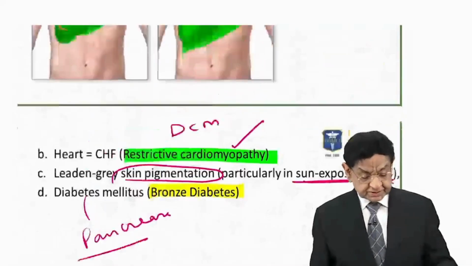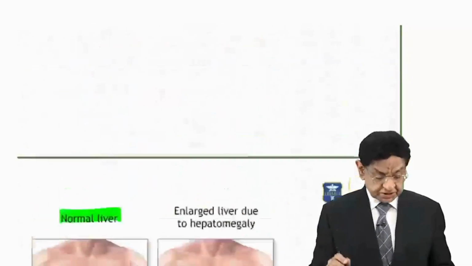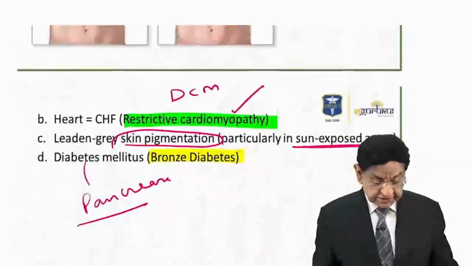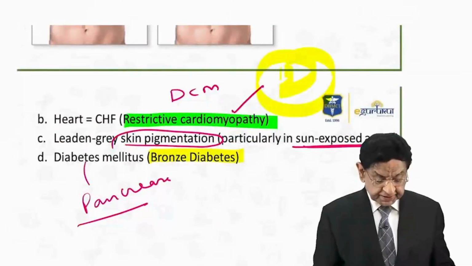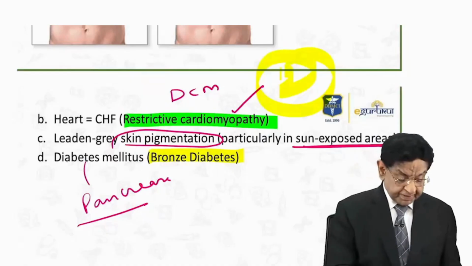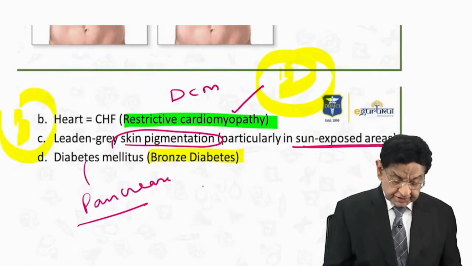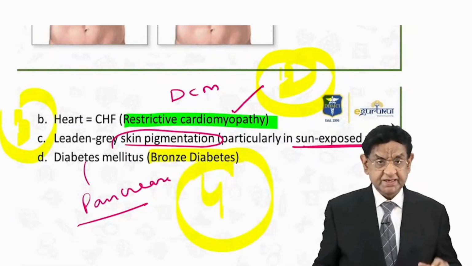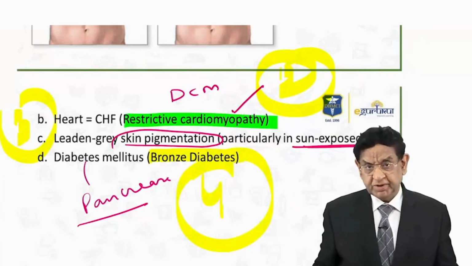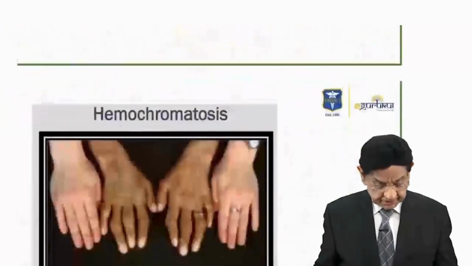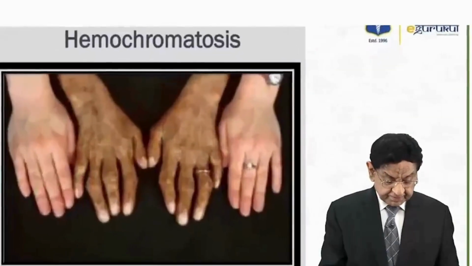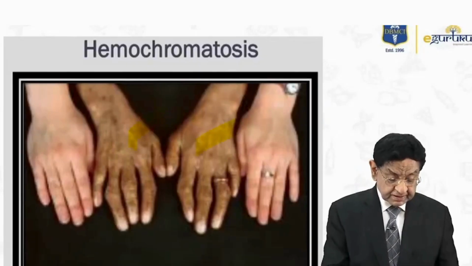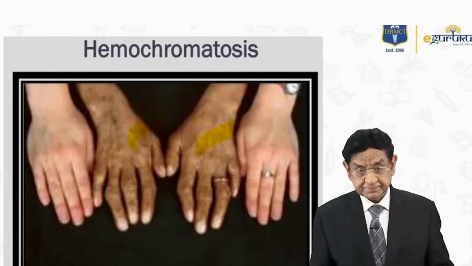So friends, the first keyword is cirrhosis of liver. Second keyword is restrictive cardiomyopathy. Third is the skin pigmentation. Fourth is the bronze diabetes, that is, the patient has hyperglycemia with skin pigmentation. So now you can see the skin pigmentation. You can see it clearly and compare.